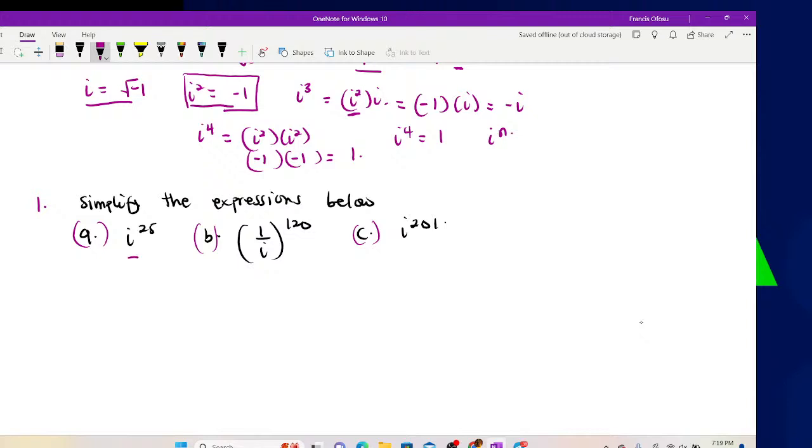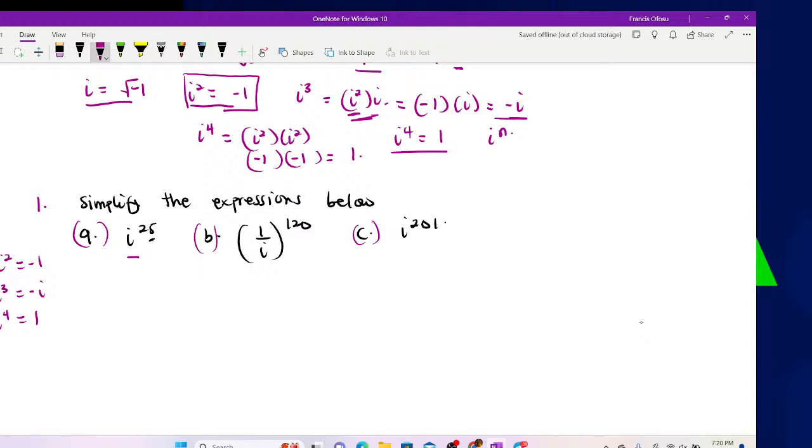To solve this, I told you we use the basic powers. I squared is equal to -1. I cubed is equal to negative what? Negative I, from what we did here. So I cubed was -I. I to the power 4 was 1. So what you're going to do is express this power in terms of the basic powers.